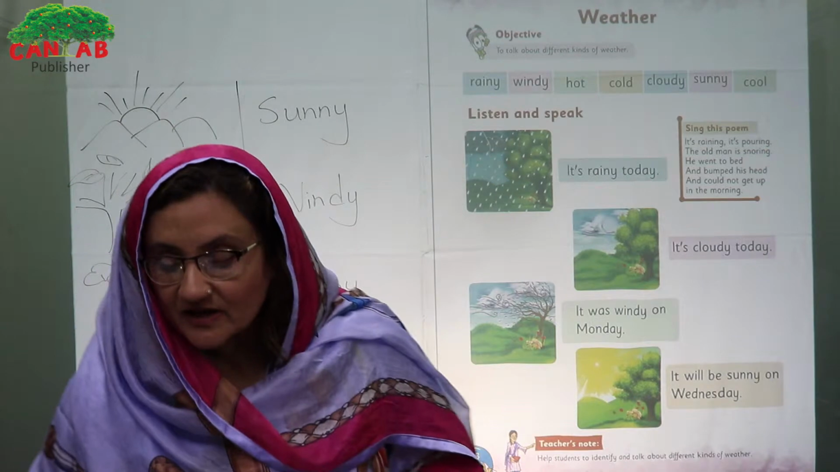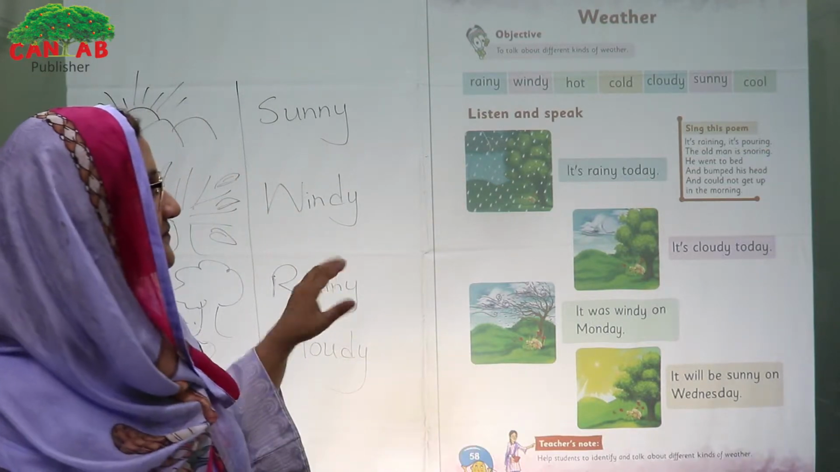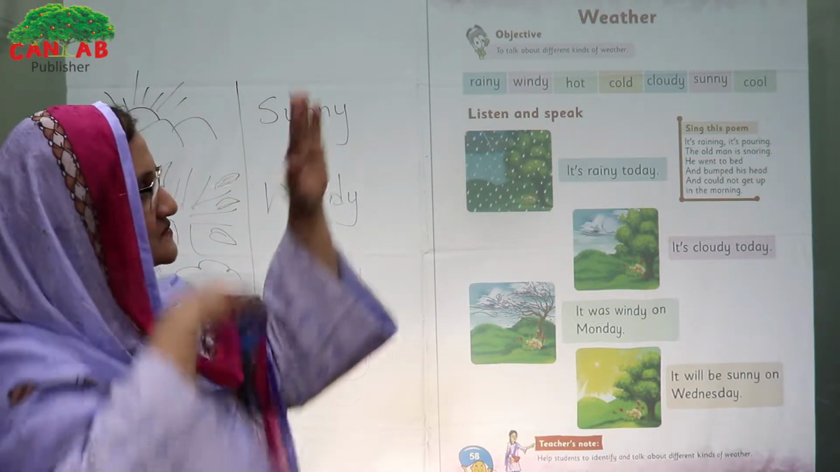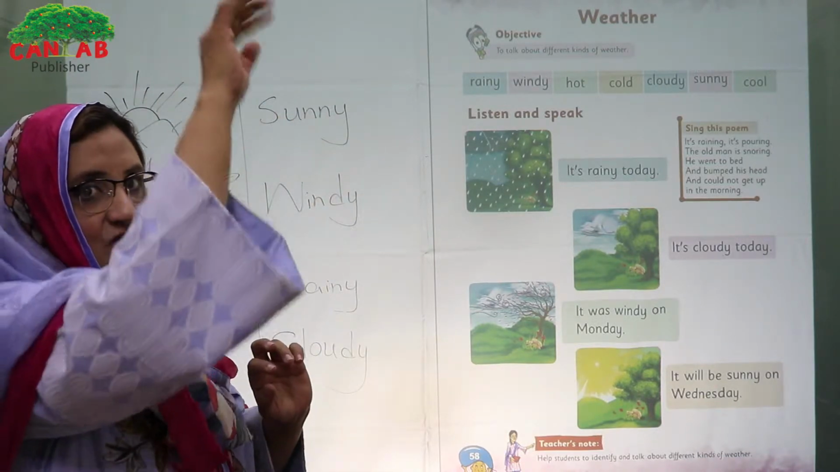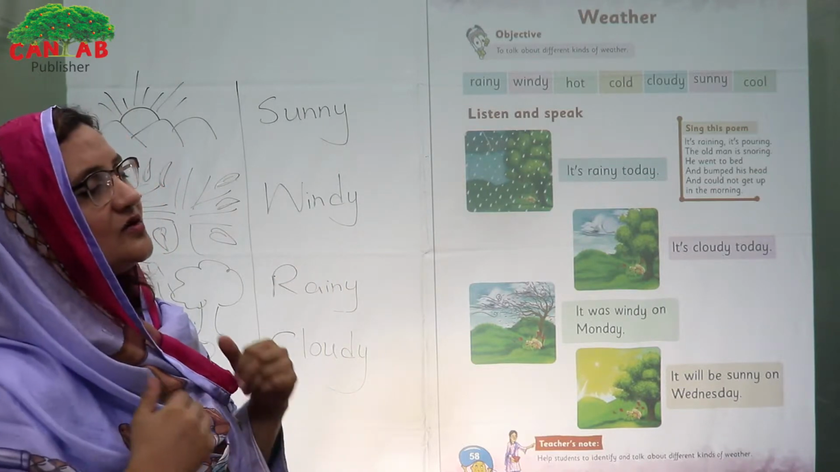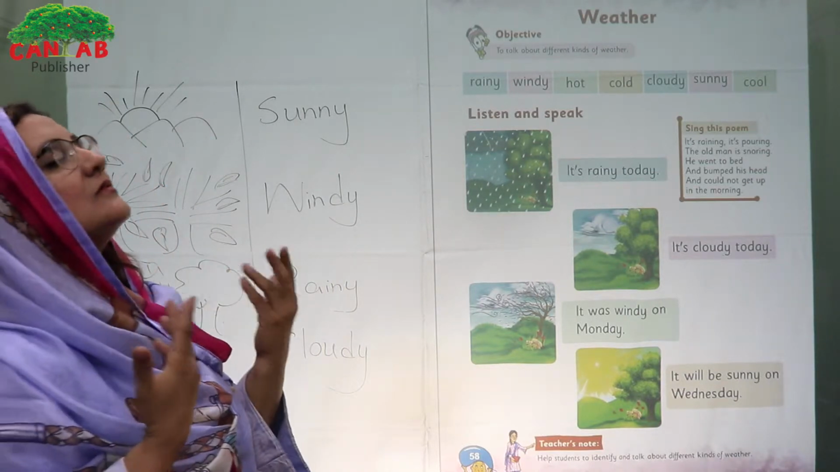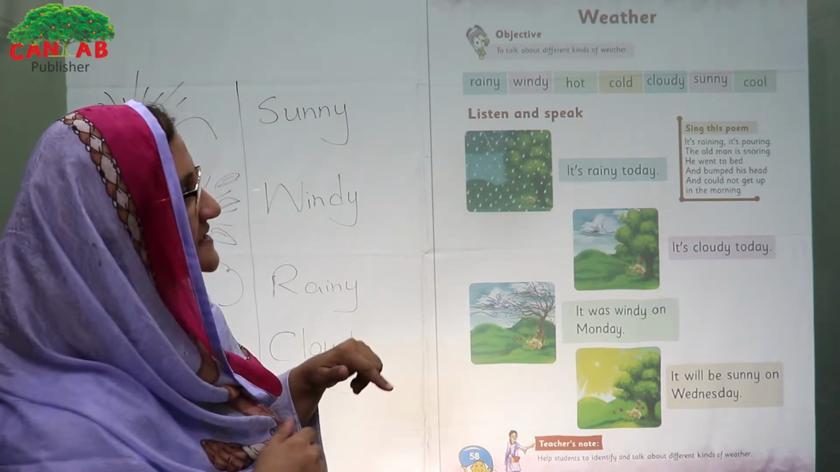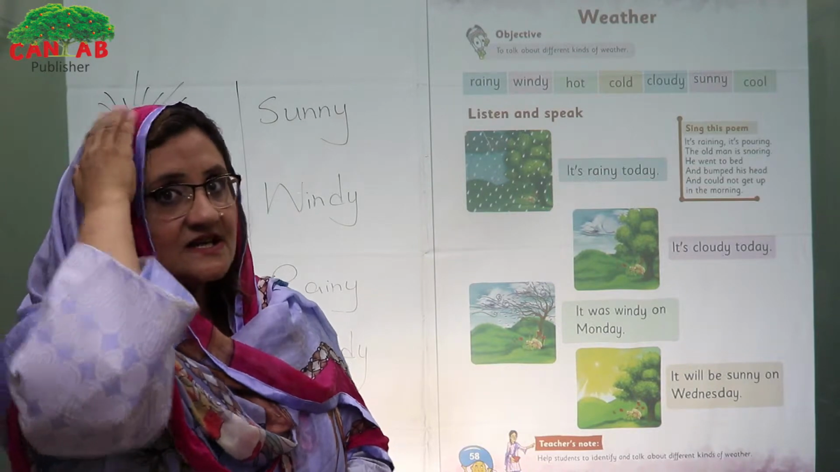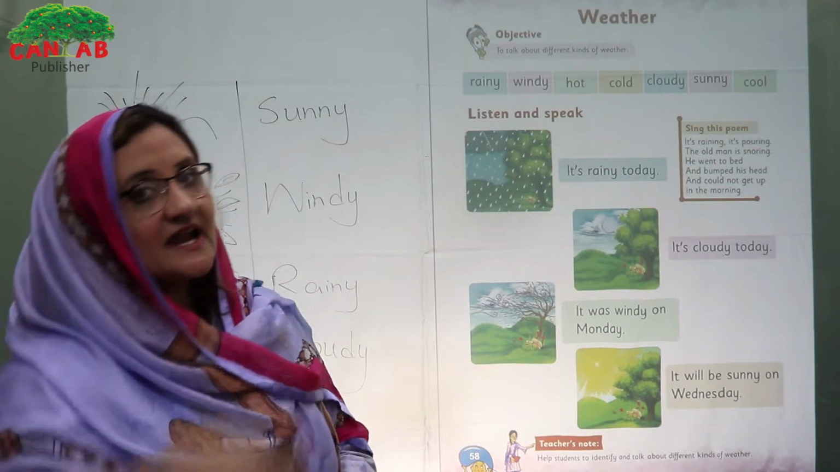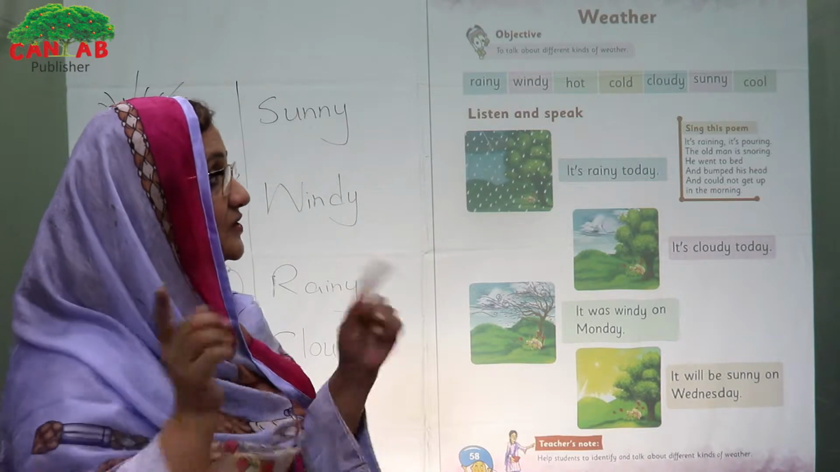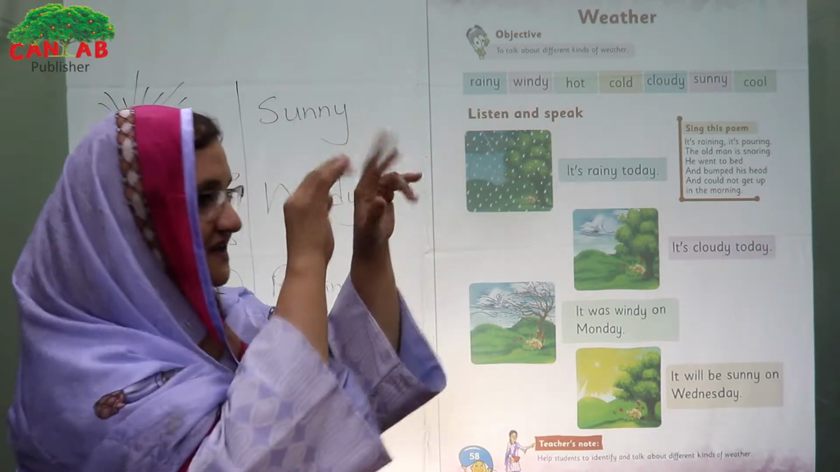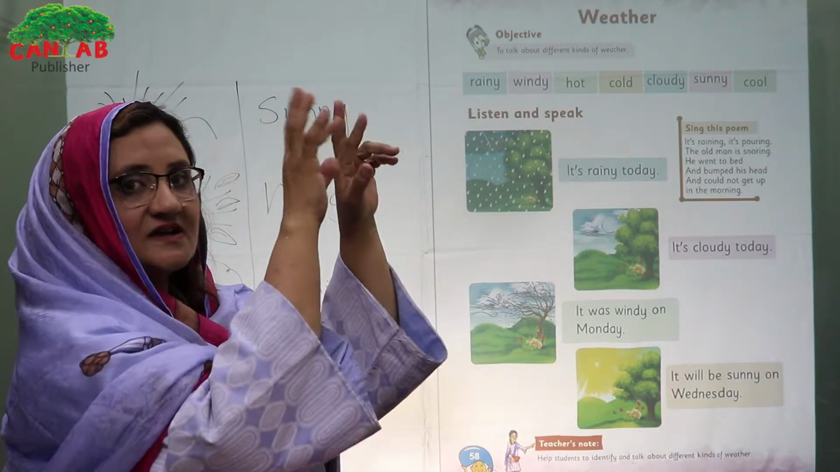And let's sing a poem now. It's raining, it's pouring, the old man is snoring. He went to bed and bumped his head, and could not get up in the morning. It's raining, it's raining, it's pouring, it's pouring.